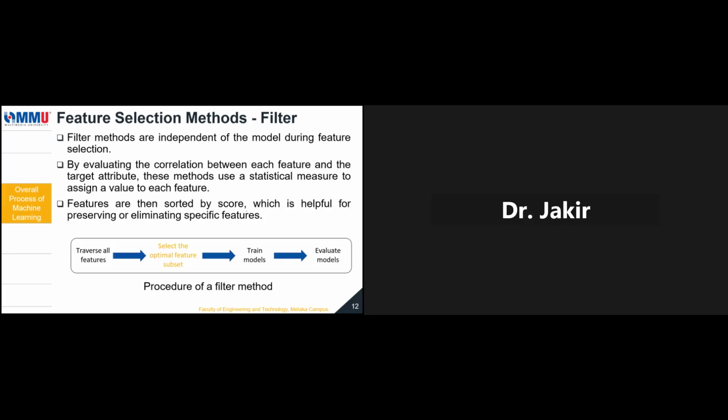Okay, so one of the feature selection methods we call the filter. All right, filter methods are independent of the model during the feature selection, and there is a block diagram here. You can see that it traverses all features and selects the optimal feature subset. Then, to ensure they are optimal features, we train the model and evaluate the model. If we see that we are getting good results here, then we can say these are the optimal features. All right, so that is the filter process.